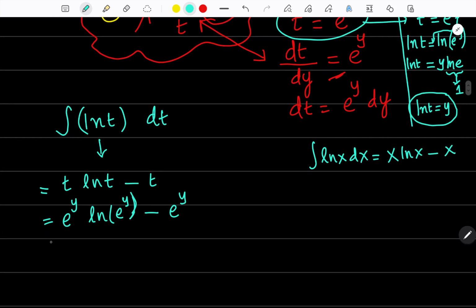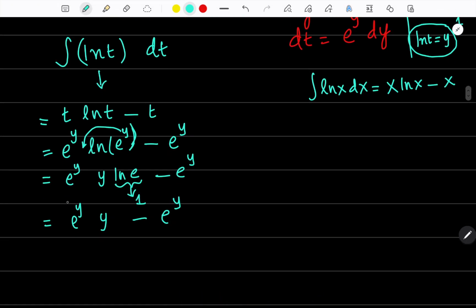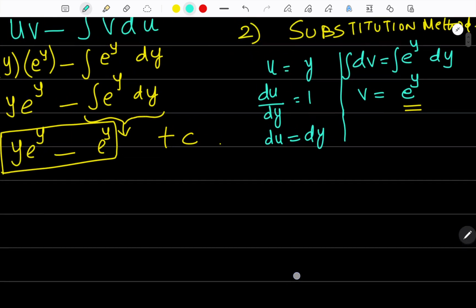Let me apply the logarithmic rule in one place. So this will come here. So e power y ln e minus e power y. So what's the value of ln e? It's 1. So this equals y e power y minus e power y. So this is going to be your final answer. Clear? So let me check whether both answers are correct or not. So just go back to here. Yes. So what's your answer?